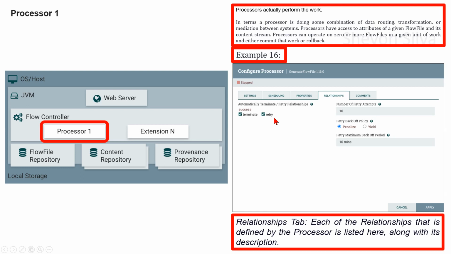Automatically retry. Users can also configure whether or not flow files routed to a given relationship should be retried. Number of retry attempts: for relationships set to retry, this number indicates how many times a flow file will attempt to reprocess before it is routed elsewhere.